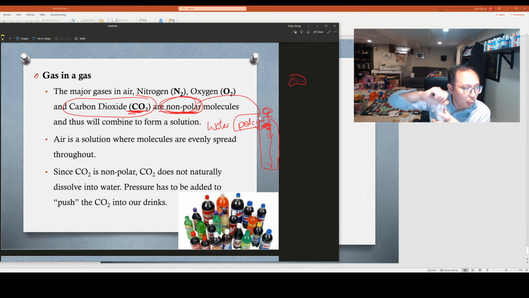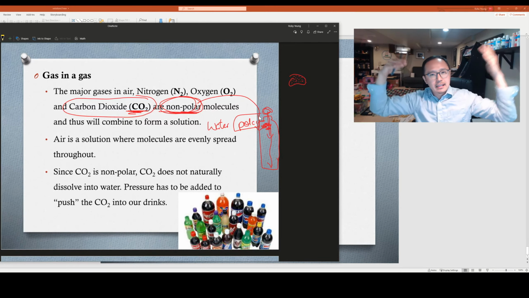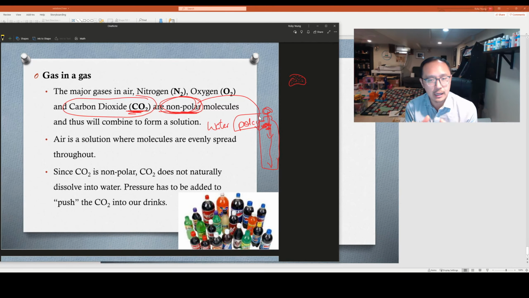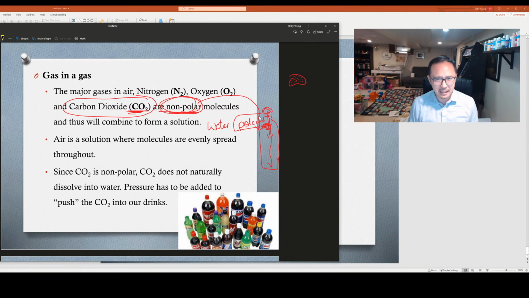But once you open it, you hear that fizz. That means the carbon dioxide is just going to naturally escape, right? Because it doesn't dissolve into water naturally. So if you leave Coke out, it goes flat, because eventually that carbon dioxide, because it's nonpolar, will come out of the solution. Does that make sense of why drinks are carbonated?